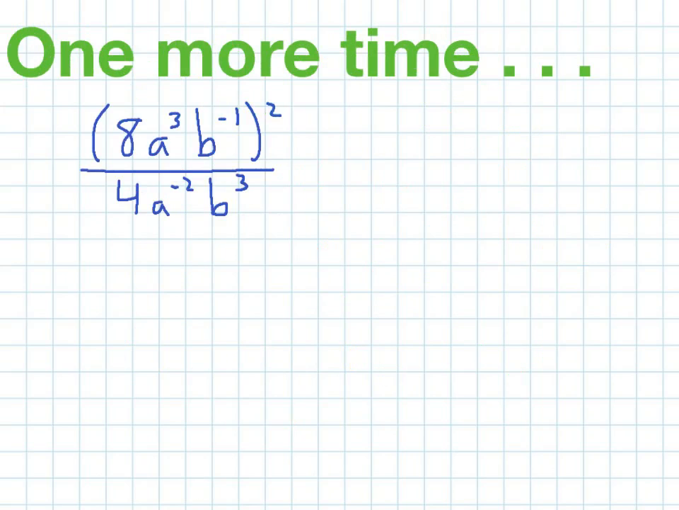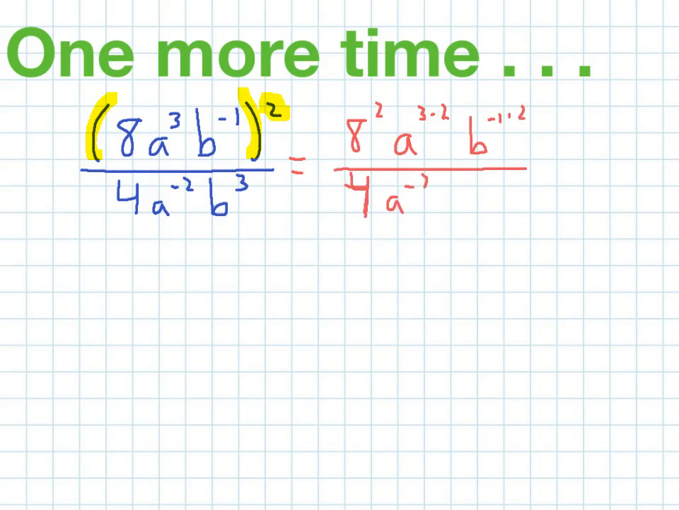One more time. Again, I see here we've got this set of parentheses with that outside exponent, so I need to start with the power of a power rule. So again, my rewriting gives me 8 to the 2nd power, a to the 3 times 2, b to the negative 1 times 2, all over 4 a to the negative 2, b cubed. So simplifying that out again, 8 squared is 64, a to the 6th power, b to the negative 2, divided by 4 over a to the negative 2, b cubed.